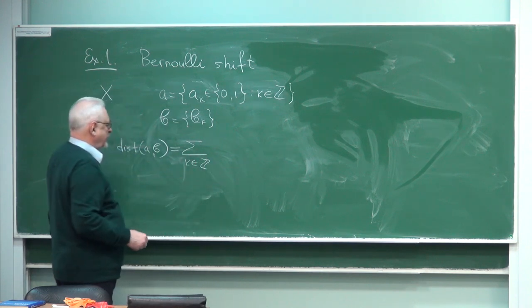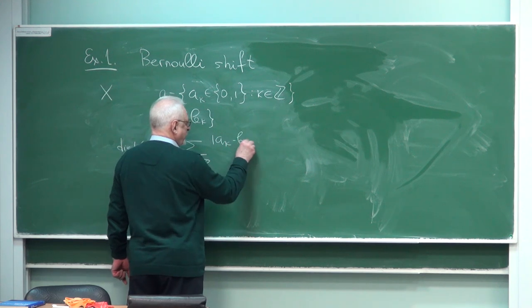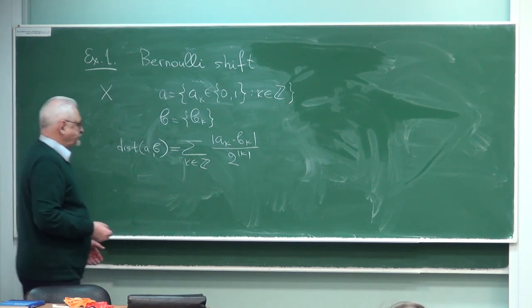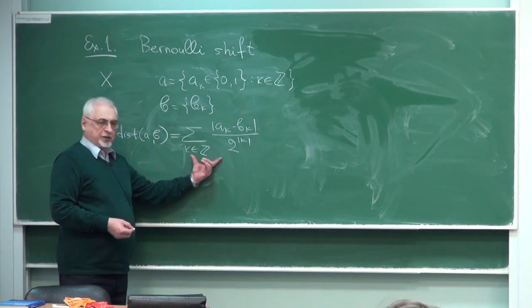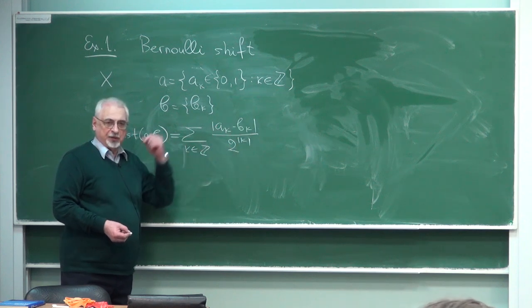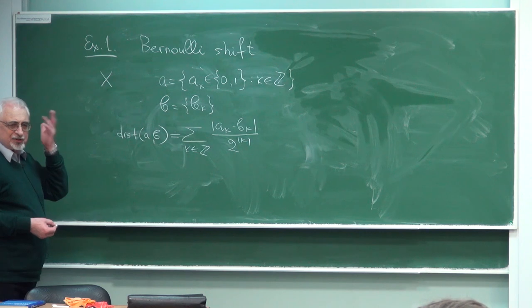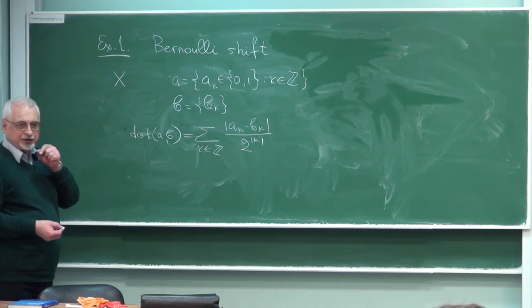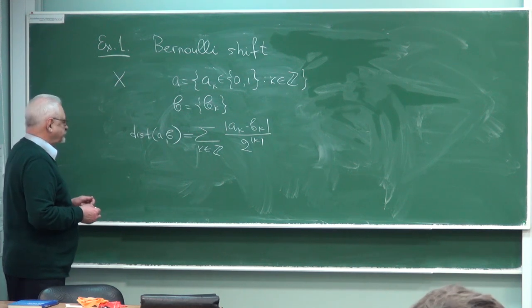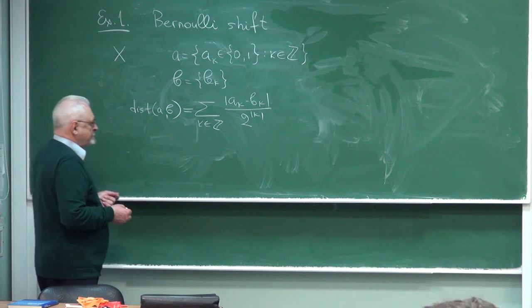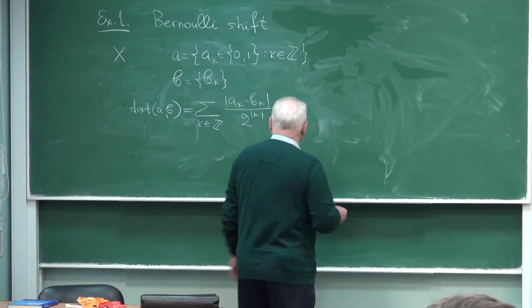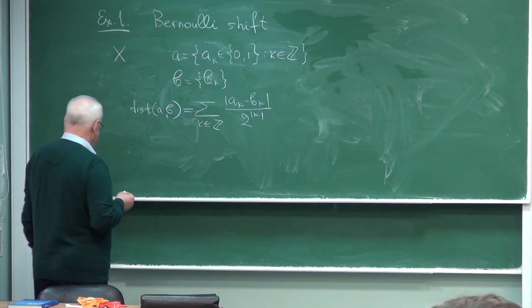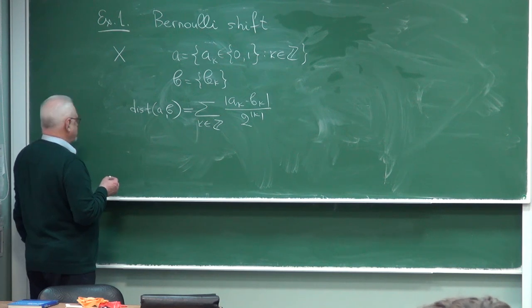So I take the sum over integers, absolute value, divided by 2 to the power of the absolute value of the index. Of course, this series converges because these numbers are not more than one, and it is easily seen that it satisfies all the properties of distance. This is what I will not check. But I will mention two simple properties of this distance.